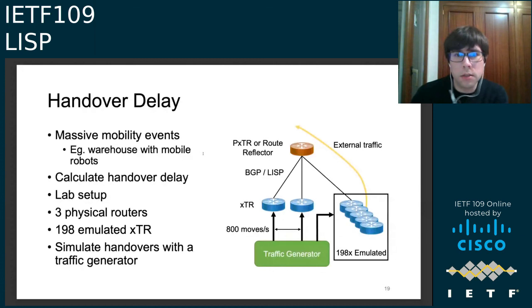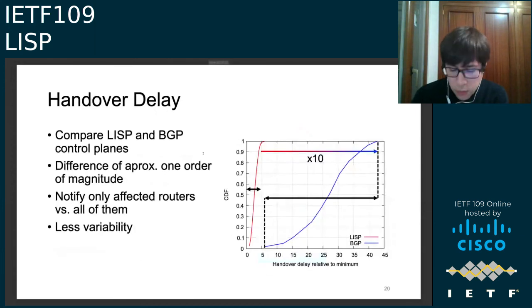Next slide, please. And you can see here the results. So we measured the handover delay for the LISP control plane and also an implementation with a BGP control plane. And you can see there's a difference of approximately 1 order of magnitude. And this is due to the fact that LISP only notifies the routers that need an update for the routes, while BGP needs to send updates to all the routers.